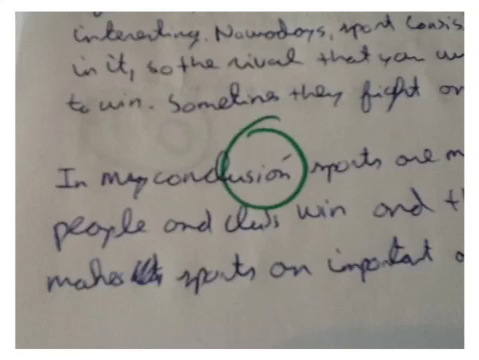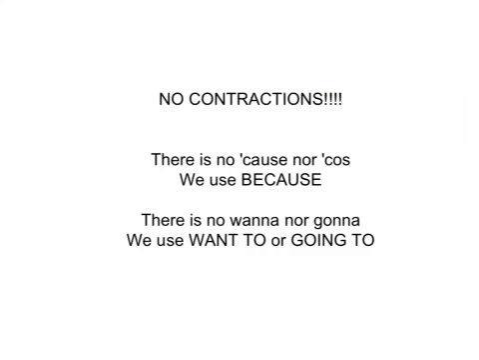Another mistake that you guys make is this one. Conclusion. Conclusion in English has no acento. So please, television and conclusion, no acentos. Thank you very much. Another common mistake is to use contractions. Listen, your PAU writing, your PAU composition is pretty formal. You are not writing to a friend. Therefore, you cannot say cause. You have to say the full word because. And definitely, there are no wannas and there are no gonnas. It's want to or going to. So please remember, no contractions and no use of informal vocabulary in your PAU test.